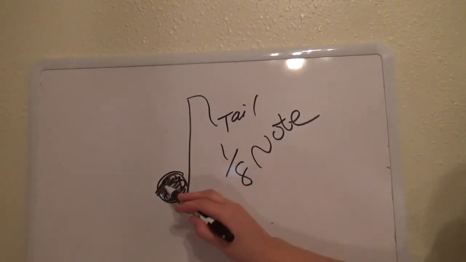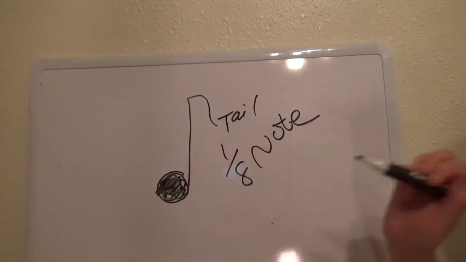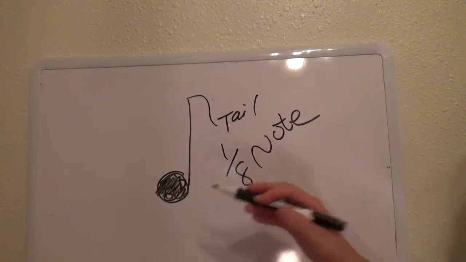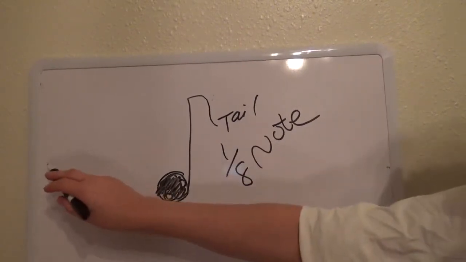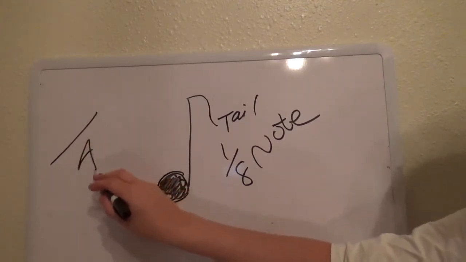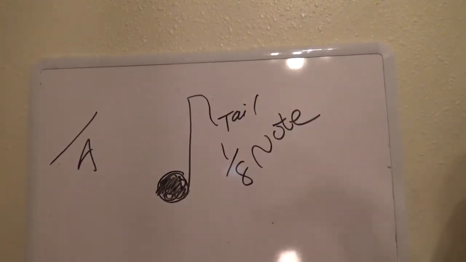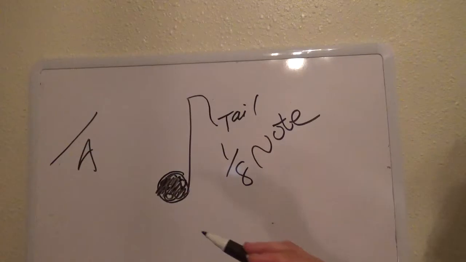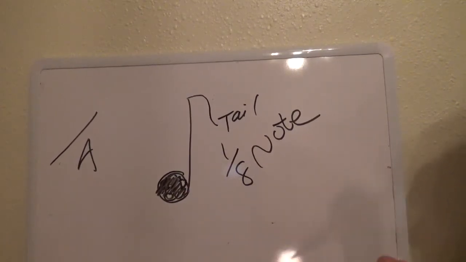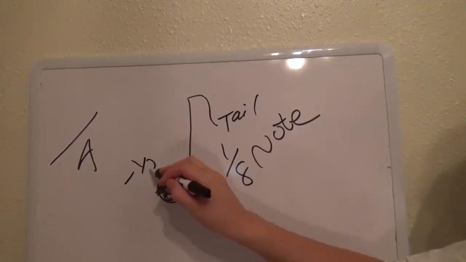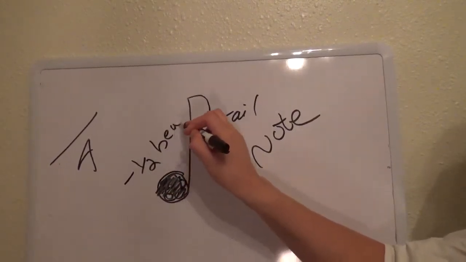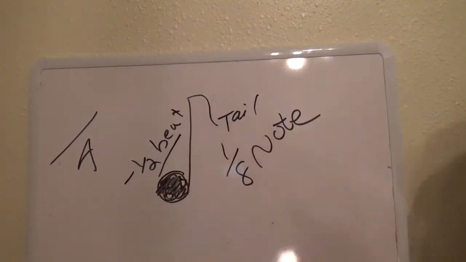So what that means is that you're going to hold this note half of what you would hold a quarter note. So let's say we're looking at this time signature where a quarter note gets the beat. You're going to hold this note for half a beat, okay? Half a beat. So let me explain how to do that, okay?